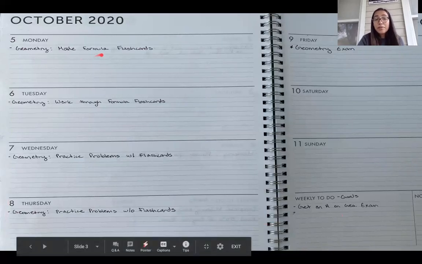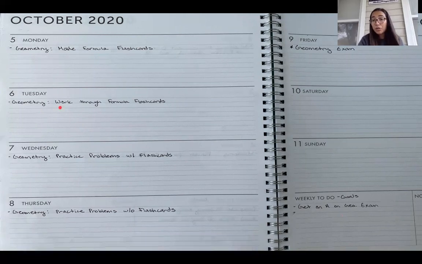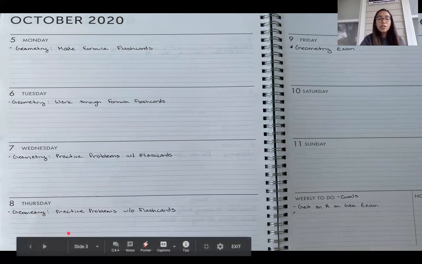So on Monday, you're going to make formula cards if that works for you. On Tuesday, you're going to work through them, quiz yourself on them as you would flashcards. On Wednesday, you're going to do practice problems, but you're going to have the flashcards there to help you. And on Thursday, you're going to do practice problems without them. So very similar to exam style things.